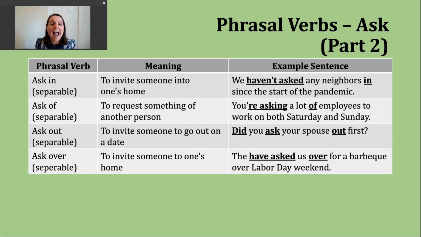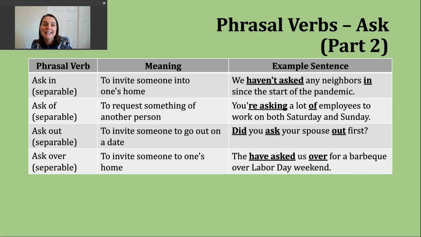Let's continue looking at some more phrasal verbs. And the next four that we're going to look at are all separable, which means we are going to have an object come between the verb ask and then the preposition. So you'll see that in our example sentences, but let's start with ask in.